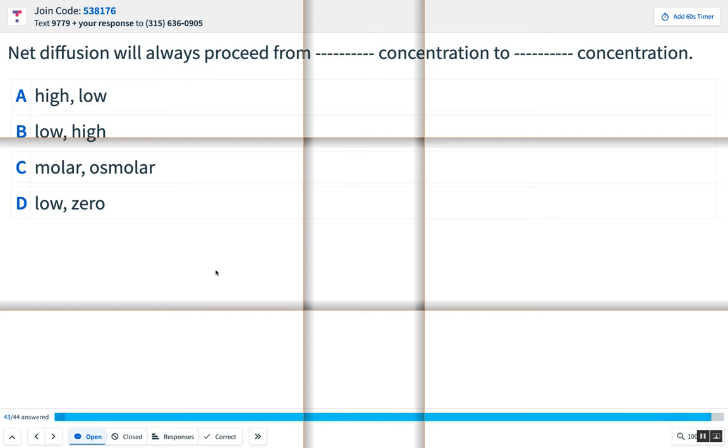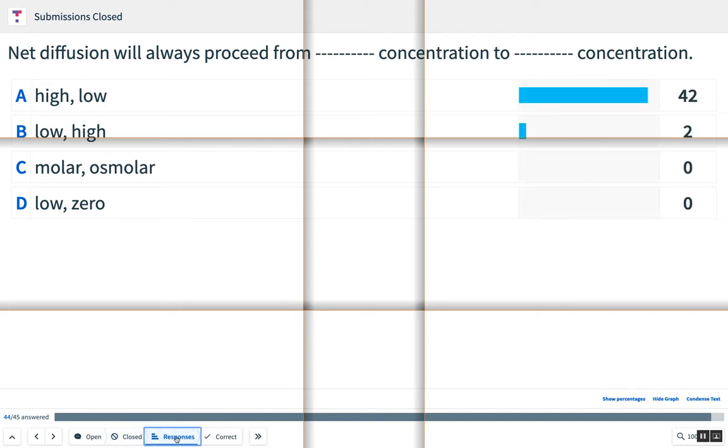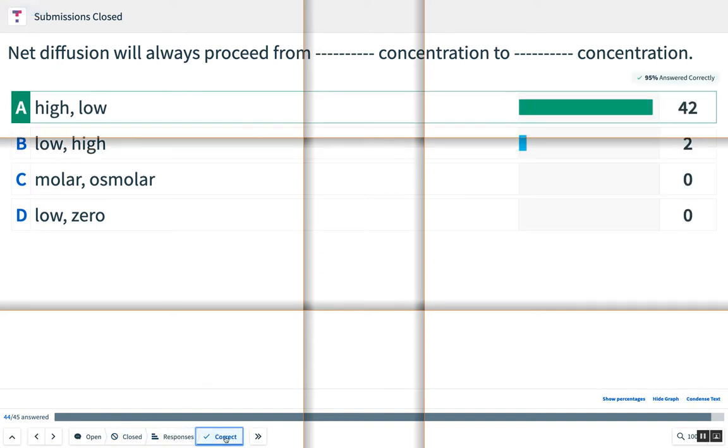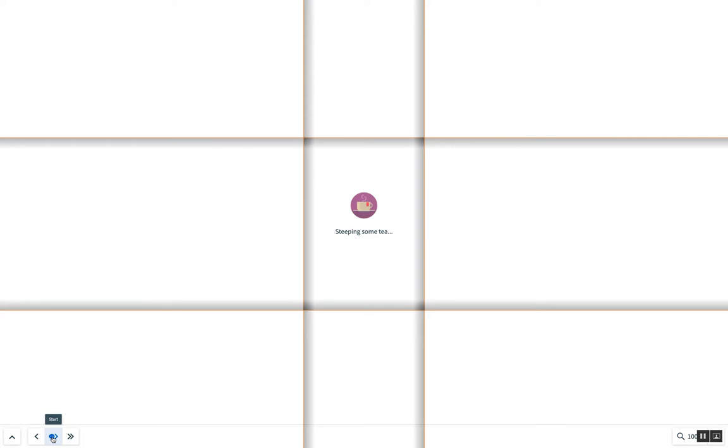This one's going to take a little longer anyway because this next one is a little more difficult, so I'm going to go ahead and close this. You'll have another opportunity, so don't worry. And the correct response is A, right? Good job. All right, so 95% of you got that right. So here's the one that's a little bit more difficult.